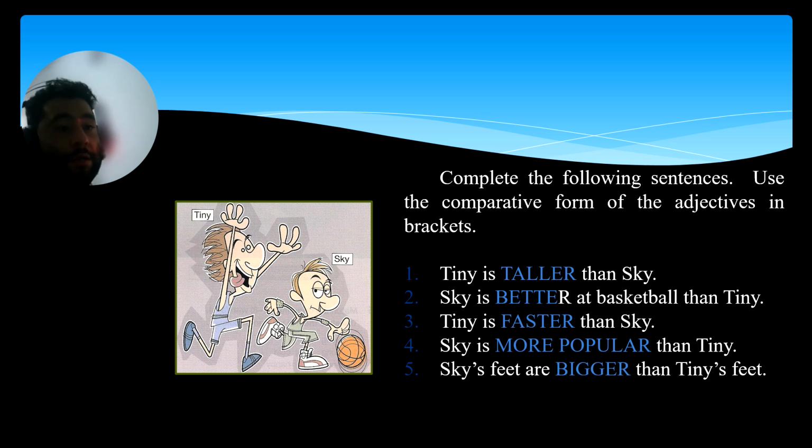Now that we had a little time to analyze the sentences, here you have the answers. For example, in number 1, Tim is taller than Sky. Number 2, Sky is better at basketball than Tim. Number 3, Tim is faster than Sky. Number 4, Sky is more popular than Teeny. And number 5, Sky's feet are bigger than Teeny's feet.